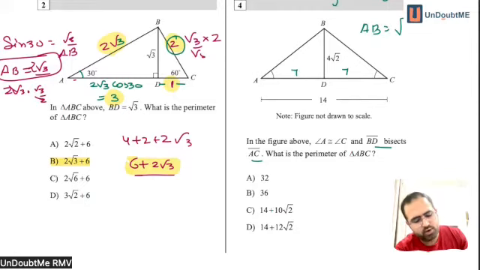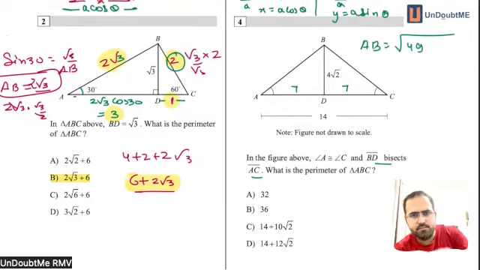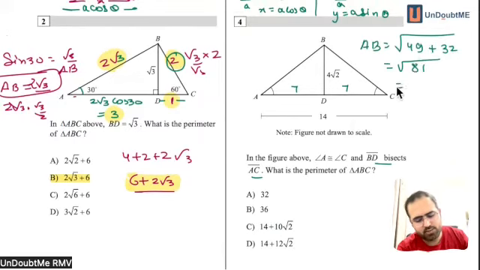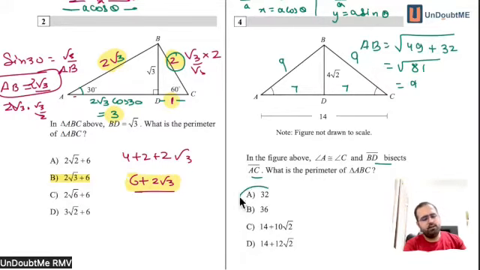So AB will be the square root of 7 square, that is 49, plus 4 root 2 square. 4 square is 16, 16 twos are 32. So that will be 81, and that will be 9. Right. 9, 9, and 14. Answer will be 18 plus 14, 32.